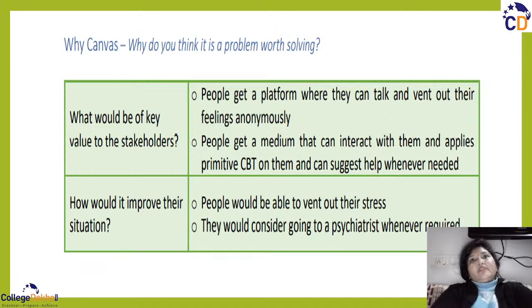We have already discussed the nature of the problem. So whenever we are talking about why in the 4W's canvas, it is talking about how to solve this problem, right? People get a platform where they can talk and vent out their feelings anonymously.